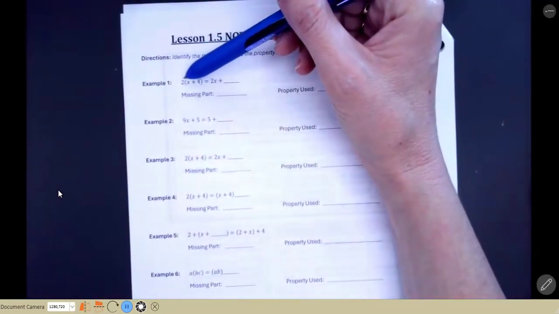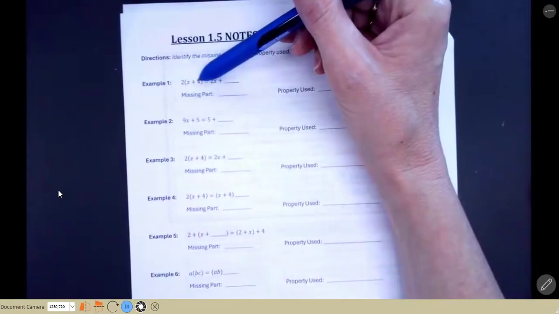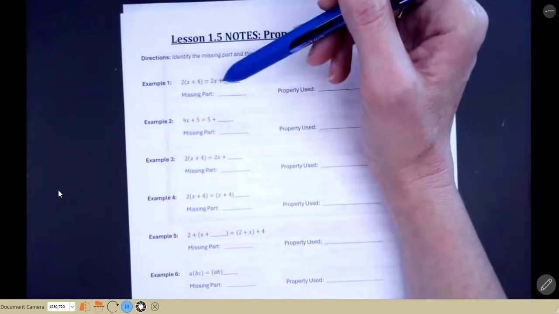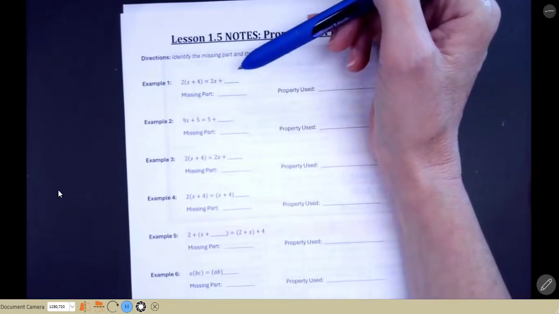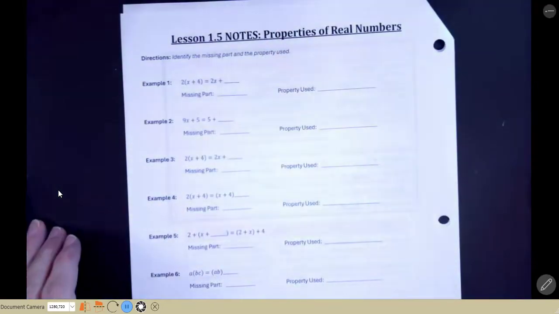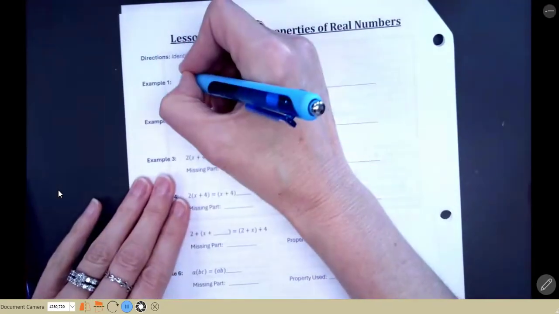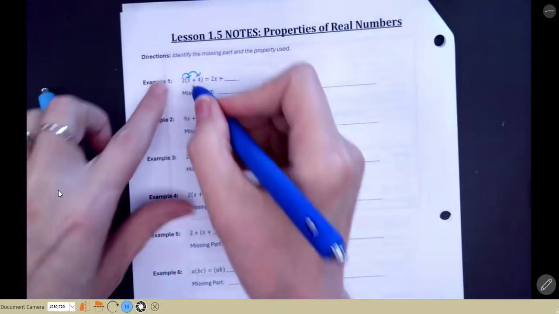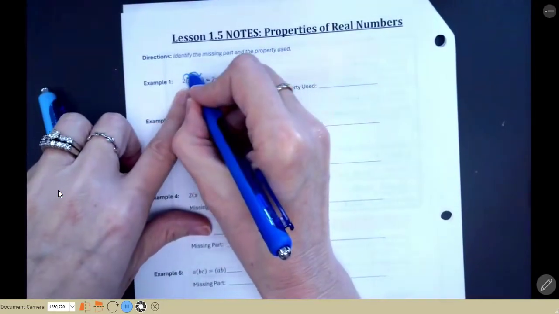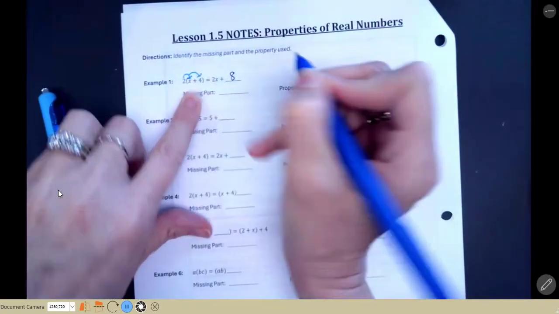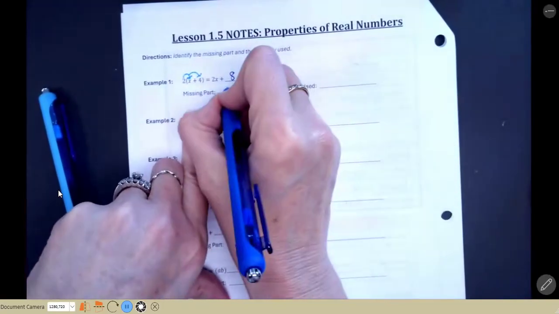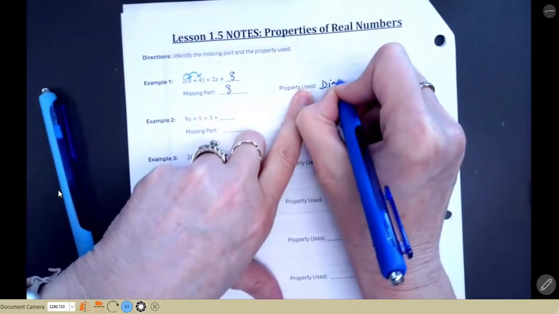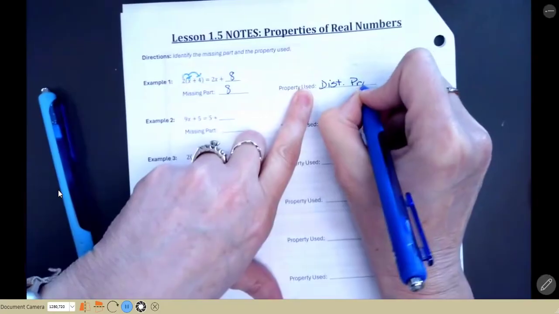If you look at example 1, 2 times (x plus 4) equals 2x plus something. We have to figure out what they did here. Yeah, they distributed it, right? They're distributing the 2 to both terms on the inside. So they have 2x, and then you distribute the 2 to the 4, and you have 8. So the missing part is 8, and the property we used is the distributive property, and you can abbreviate this.